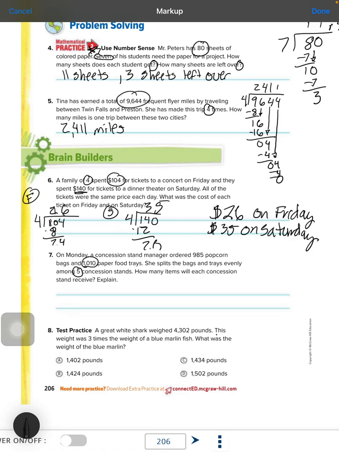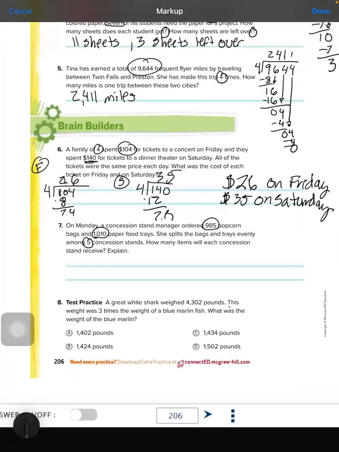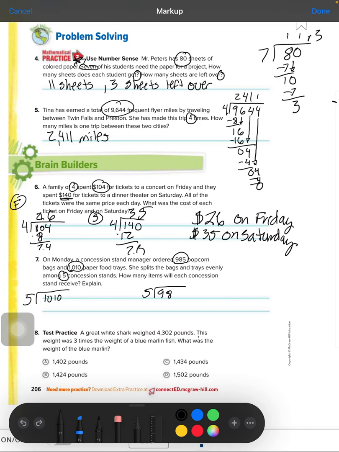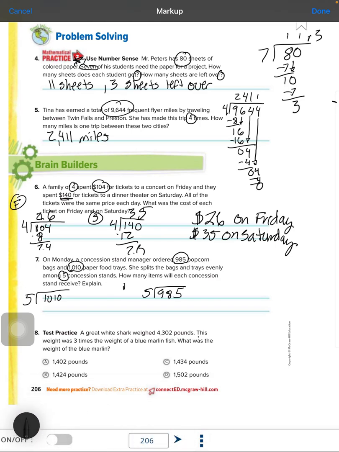Okay, so we have 5 concession stands that are going to get paper trays, and 5 concession stands that are going to get popcorn. So what we're going to have to do is have 2 different equations. I'll do the paper over here, and then over here we will do the popcorn. This will be popcorn, and this will be food tray, so it doesn't have the same label. I like to label my stuff so I know what's going on.